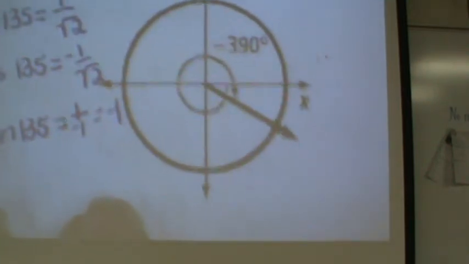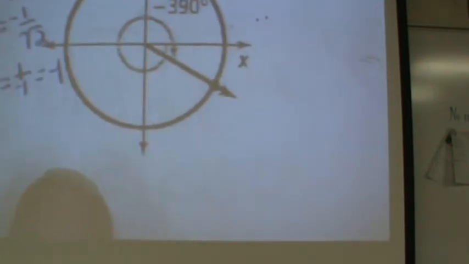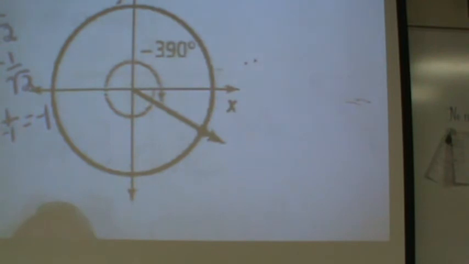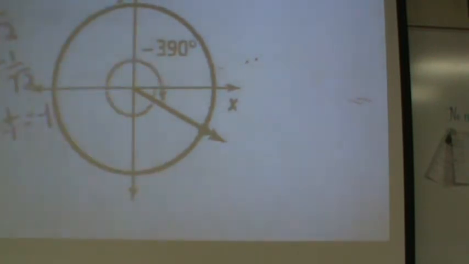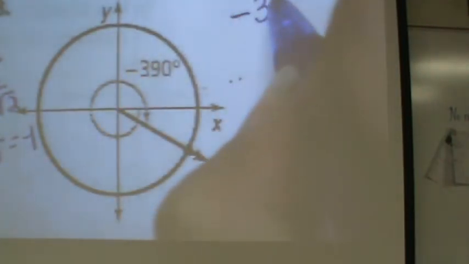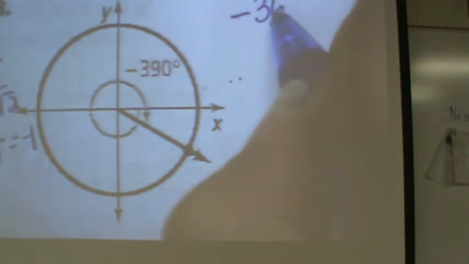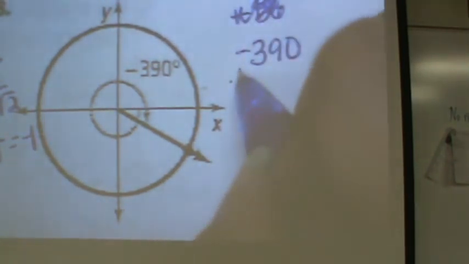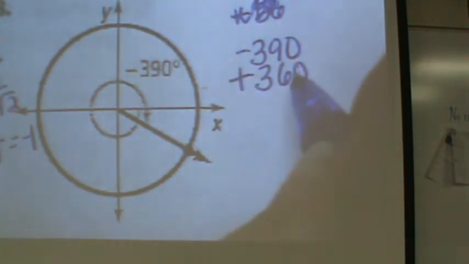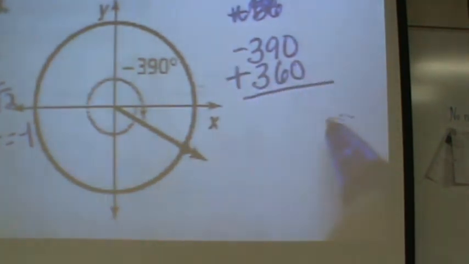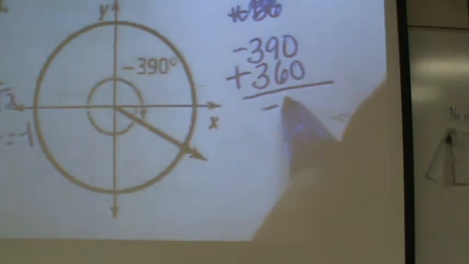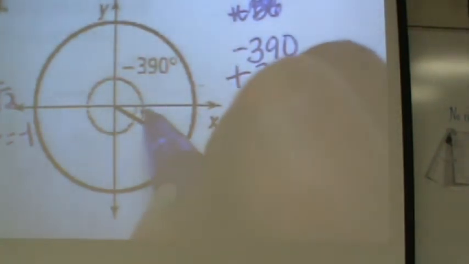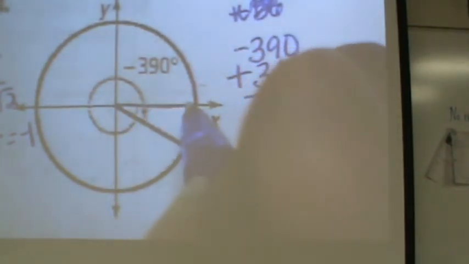And the last one, you've got a negative 390 degree angle. That's a little crazy, so what do I do? Negative 390. Thank you, who said that? Ashley, it's -30. So that's what I'm concentrating on, is this triangle right here.